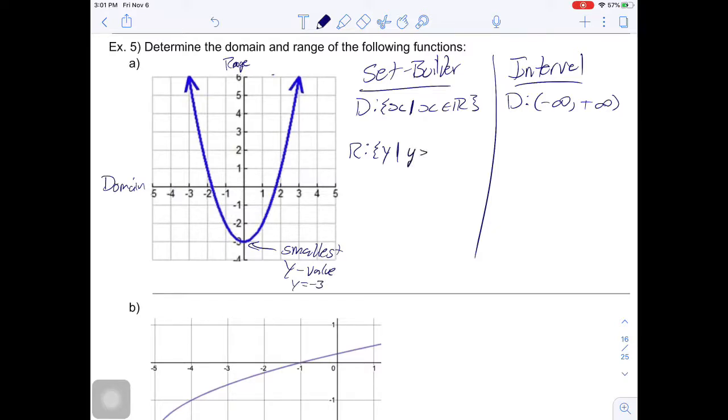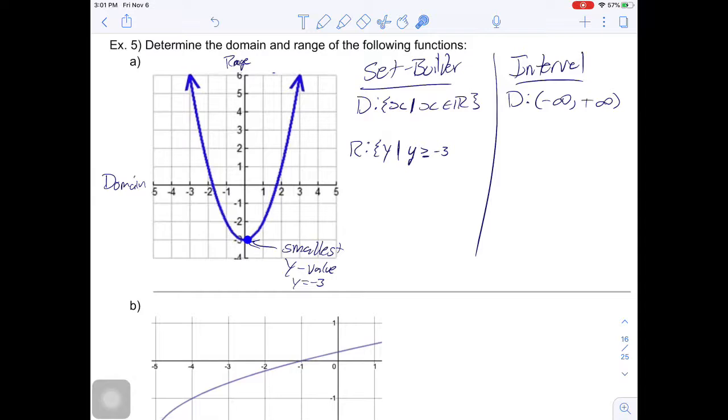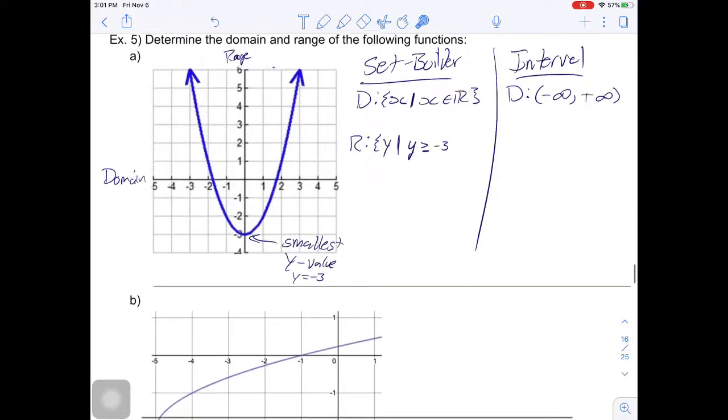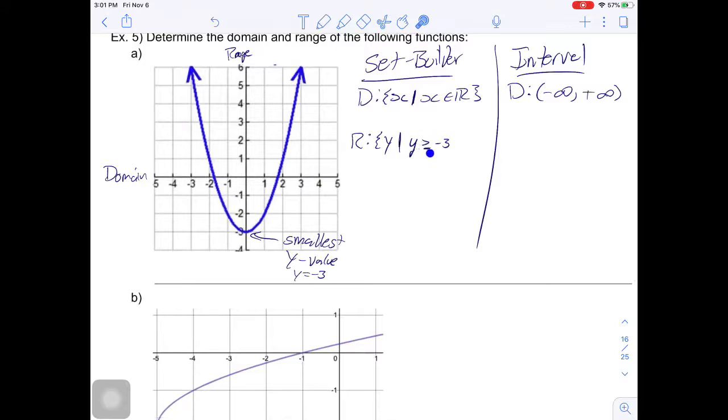So here, y is going to be greater than, and it's actually going to be equal to negative 3 as well, because we can see it actually hits negative 3. And now it's going to continue upwards forever and ever and ever. So as long as y is greater than or equal to negative 3, and when y is a number, what type of number is y? Well, this is continuous data, so y is going to be any real number. And there I've stated my range.